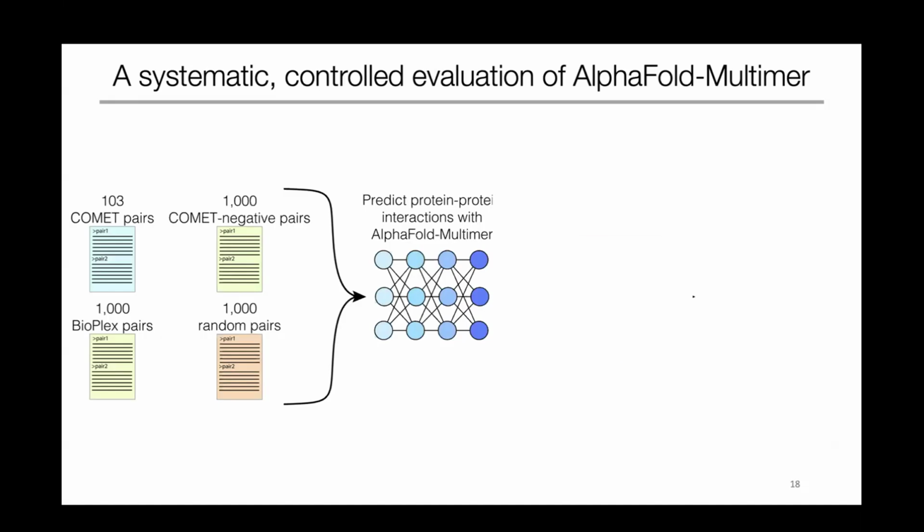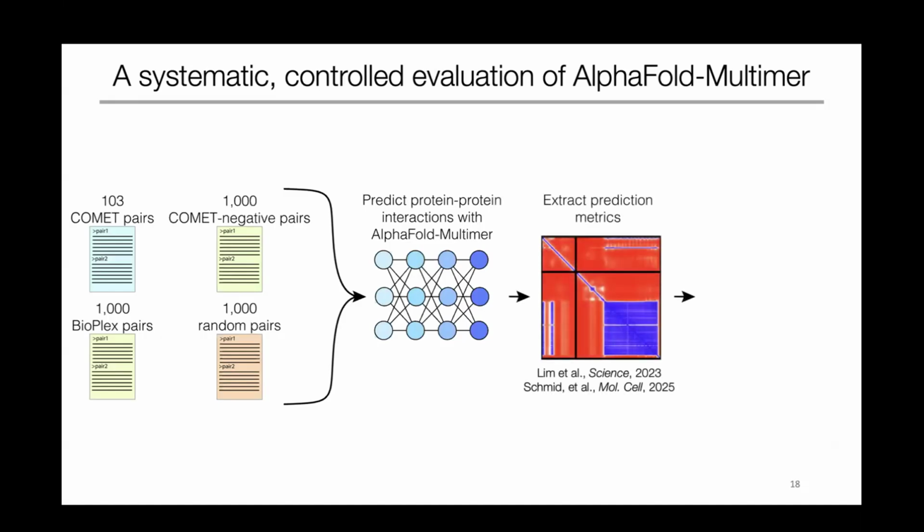So we run these through AlphaFold. We extract the prediction metrics, and we use this package called ColabFold Analysis from Harvard. Then we score the individual predictions and try to rank them. And so this is what the results look like.